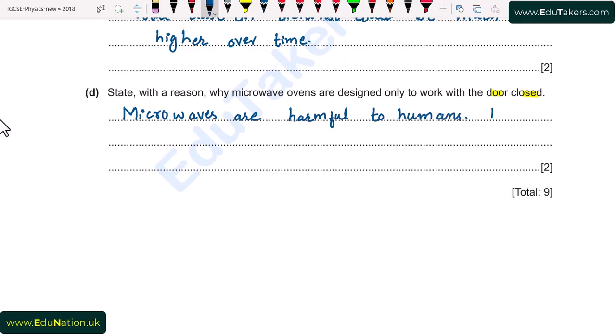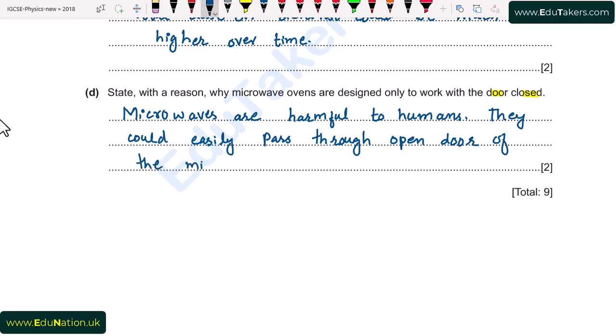they could easily pass through open door of the microwave oven. That's why microwave ovens are designed to work only when the door is closed.